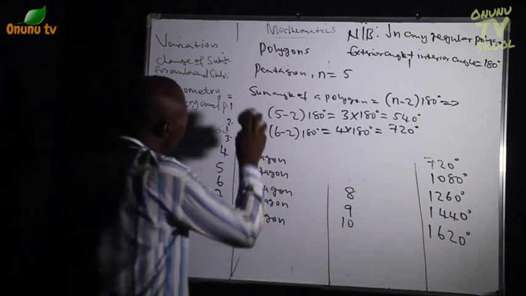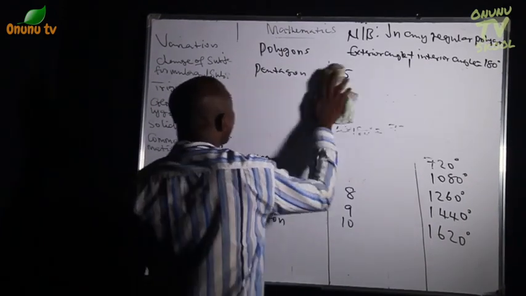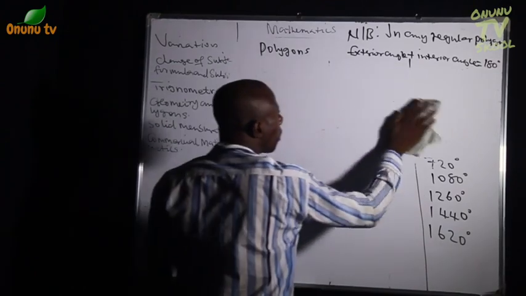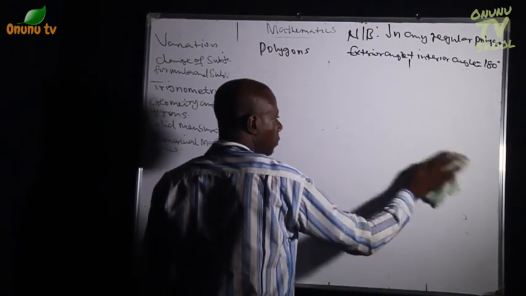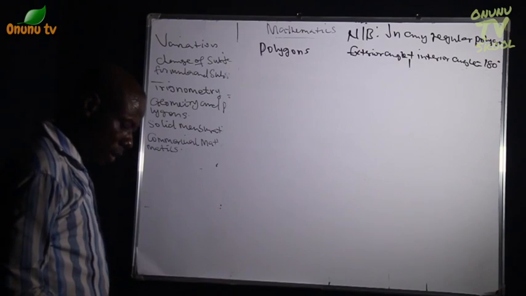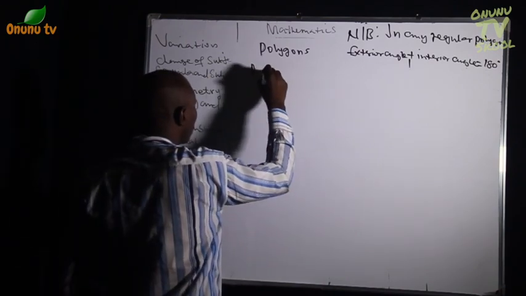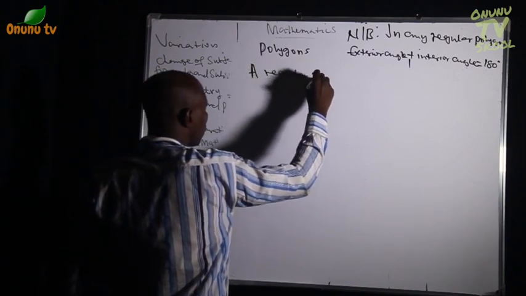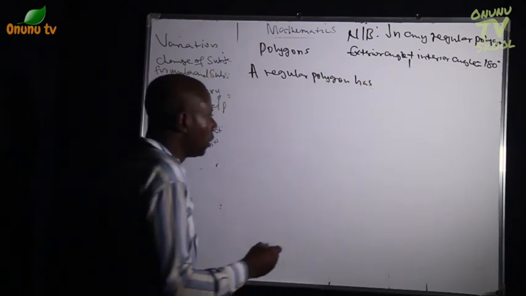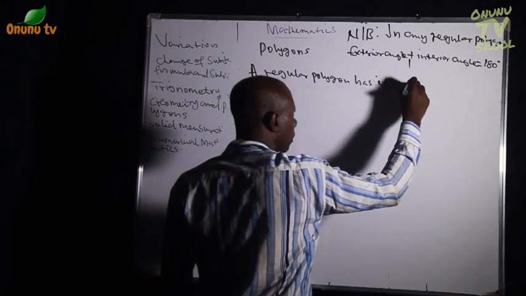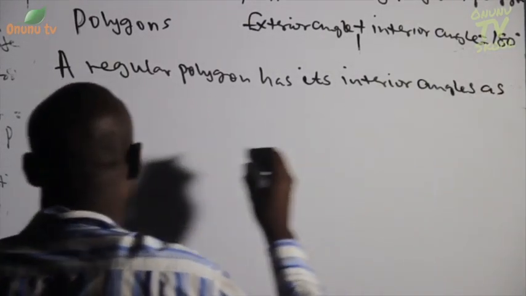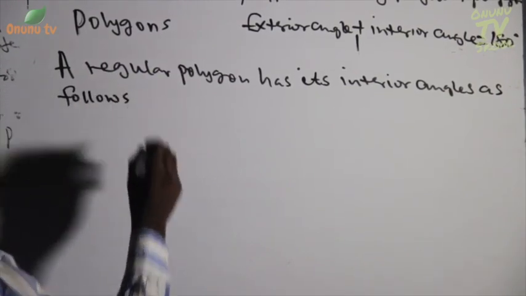Now this one says a regular polygon has its interior angles as follows.